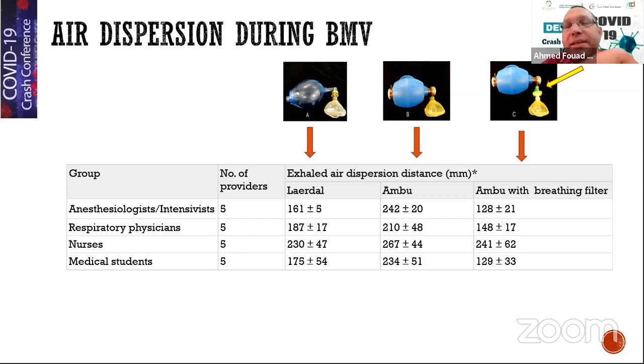types of healthcare workers: an anesthetist or intensivist handling the bag valve mask, the respiratory therapist, the nurse, and the medical student who trained 2 weeks in the ICU. And they found who can secure the bag mask ventilation well. You can see it here. The best is anesthesia and ICU, with the Ambu bag mask with breathing filter, only 13 centimeters of air dispersion distance. Unfortunately, the nurses are lacking. They are the most leaking personnel while holding the bag valve mask.